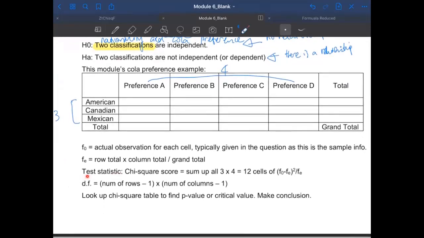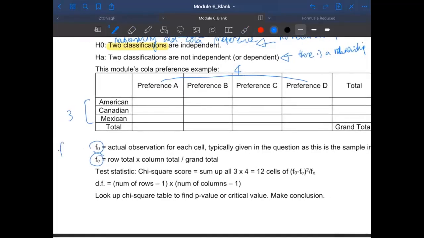So what we try to do here is figure out the test statistic, right? What is the test statistic? This test statistic can be solved by setting up this table, and this table is going to help us figure out the FO and also FE. Because once you have FO and FE, you can calculate FO minus FE, square it, and over FE. This is going to be helpful for us to figure out the test statistic.